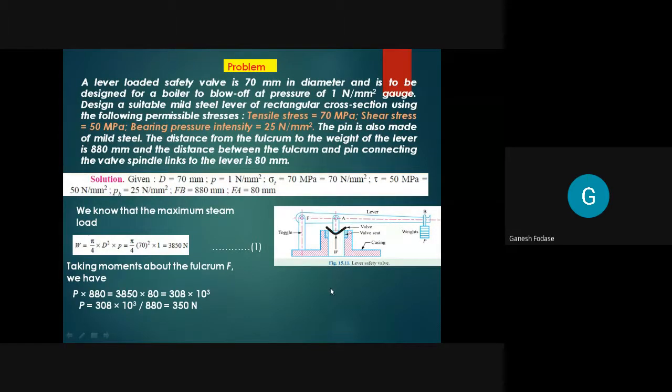Is it the same way? The only way to find out the reaction at F?